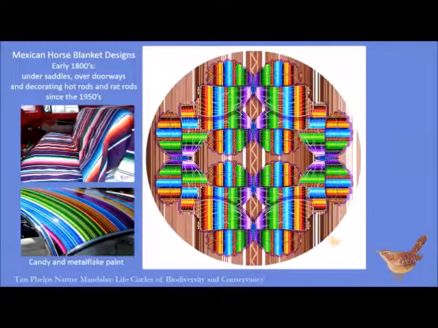So further, we're going to look at Mexican horse blanket. What? Both. So again, me looking at ornamentation, here's Mexican horse blanket designs that were started in the 1800s. Used, of course, under saddles, but then worn as serapes and put over doorways and windows. And in the 50s, the hot rodders and the rat rodders who built cars used them as upholstery.